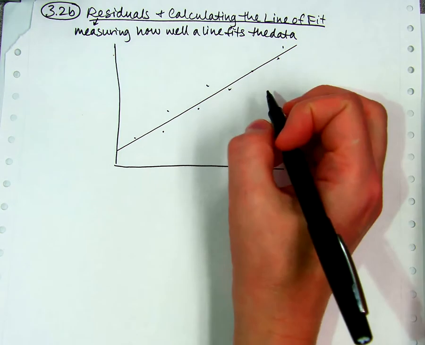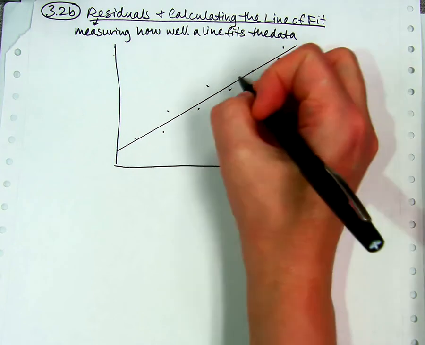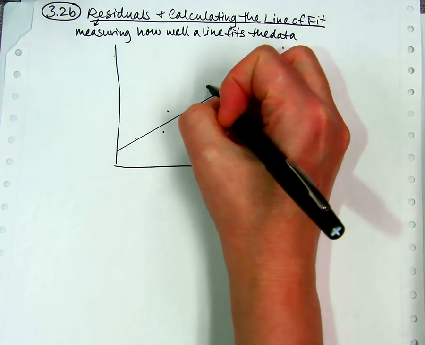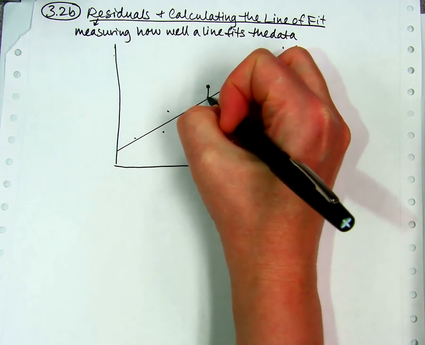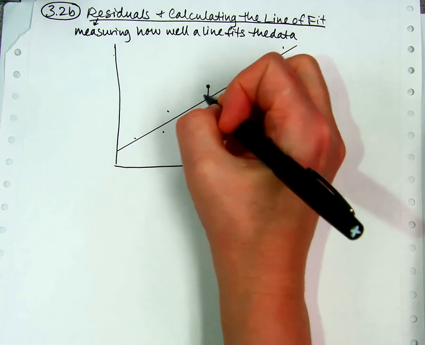And in order to do that, let's talk about some of what we've already talked about, but let's talk about residuals first. So residuals are how far each point is off the line vertically. So pick a point and draw that little vertical line. That is called the residual.